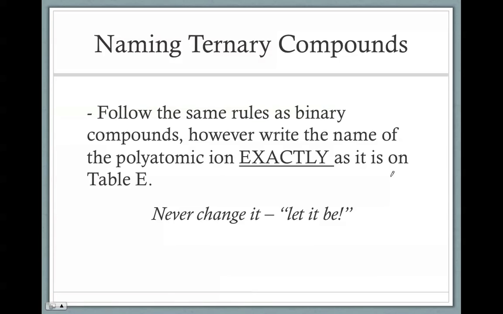All right, moving back to your note packet, naming ternary compounds. These are ones with at least 3 elements. You're going to follow the same rules as binary compounds. However, this indicates that we have a polyatomic ion. You're going to write the polyatomic ion name exactly as it appears on table E. Remember, we're not going to change it or add IDE. We're going to let it be.